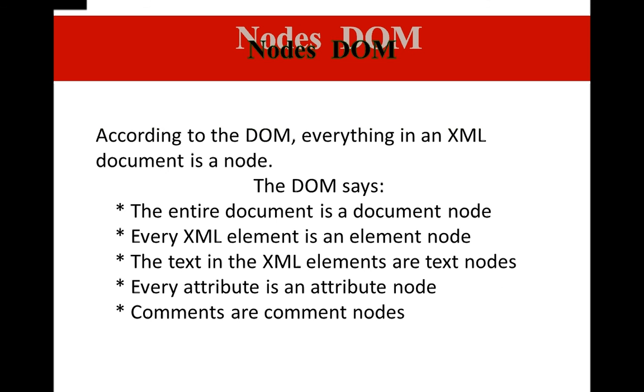If you see the XML document in the view of DOM, the document object model says that the entire XML document is an XML document node. Every XML element is an element node. The text in the XML element nodes are text nodes. Every attribute is an attribute node. And of course, comments are comment nodes.